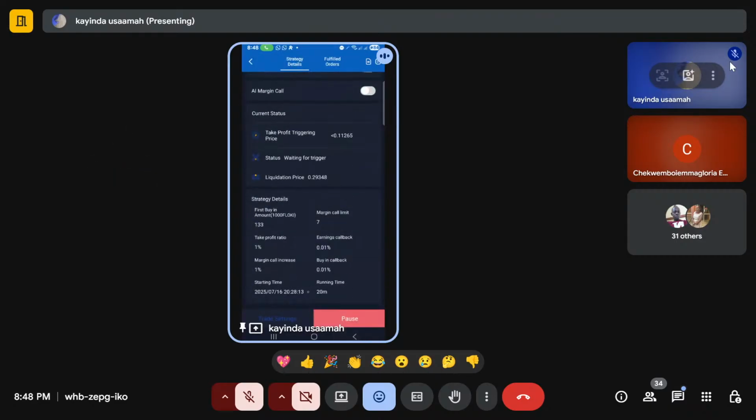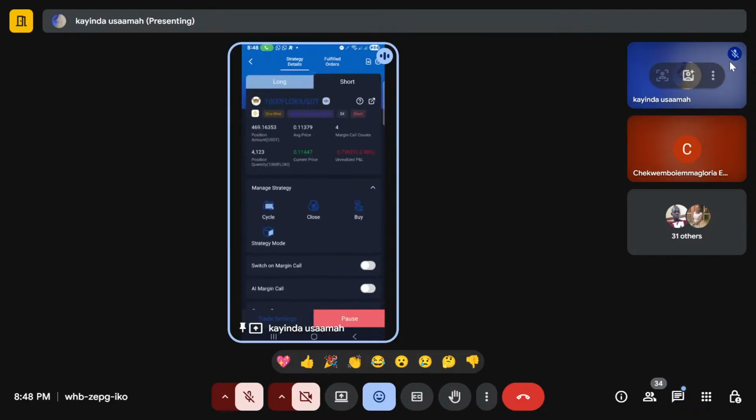Then here down, it shows you the running time. How long have you been in a trade? It's showing me here 20 minutes. That is the starting time of the trade. We have been in this trade for 20 minutes. So it will always show us how long we have been in this trade.